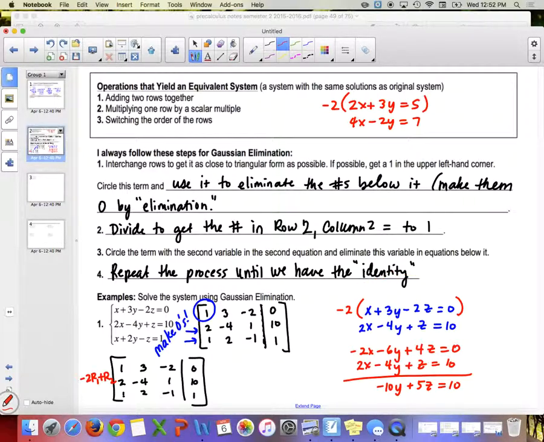So think to yourself, if I'm doing -2 times row 1, so if I do -2 times this right here, what do I get? -2. When I add that to the row 2 item, what do I get? 0. Do you guys see how it works?